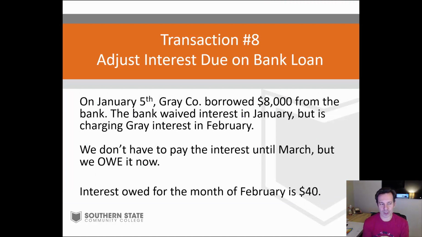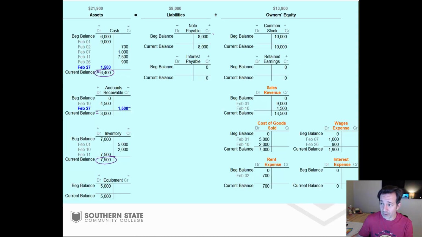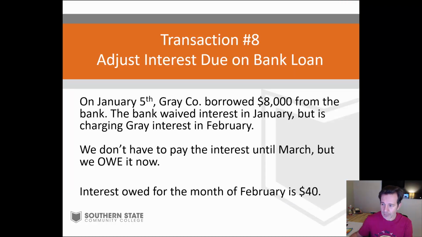Finally, transaction number 8. We are down to the final transaction of the month. It says on January 5th, Gray Company borrowed $8,000 from the bank. You did that transaction in Chapter 2. We did the month of January in Chapter 2. And you can see right here, there it is. The $8,000 we borrowed from the bank is already in there at the beginning of February. The bank said, hey, you don't need to pay us any interest in January. We'll waive it. Just ignore it. But come February, you're going to be billed for the interest on the loan. You don't have to pay it until March, but you owe it for February.